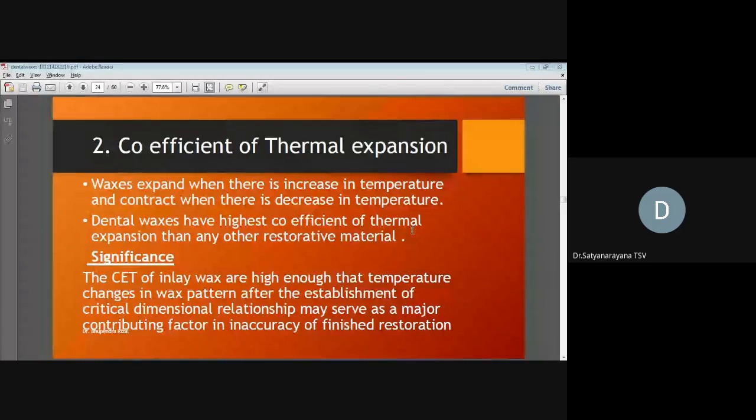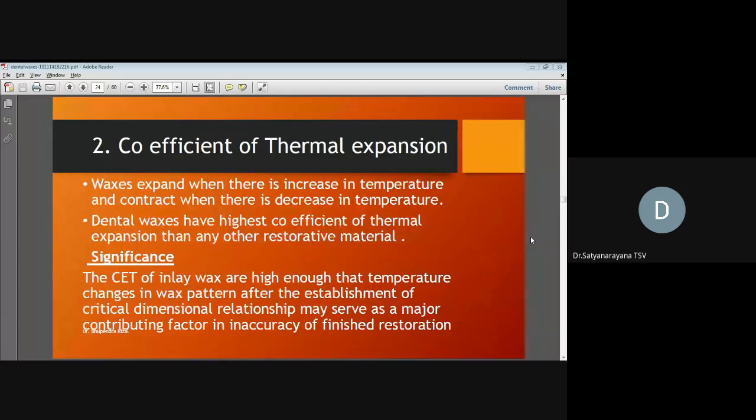Okay. Next important property is your coefficient of thermal expansion. Waxes expand when there is an increase in temperature and contract when there is a decrease in temperature. Dental waxes have the highest coefficient of thermal expansion of any other restorative materials. This is one point which should be noted.